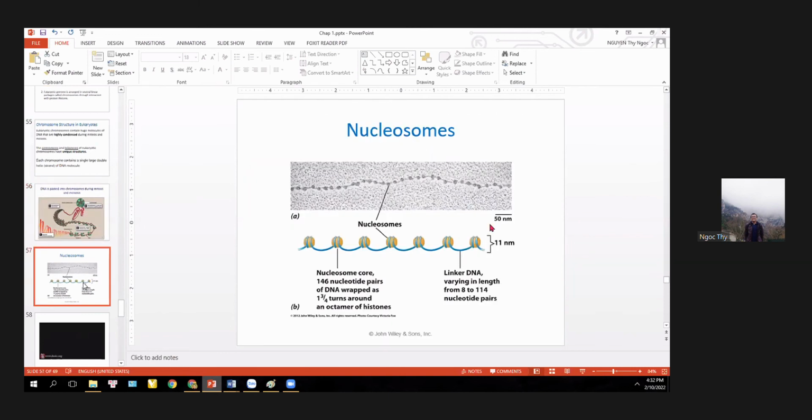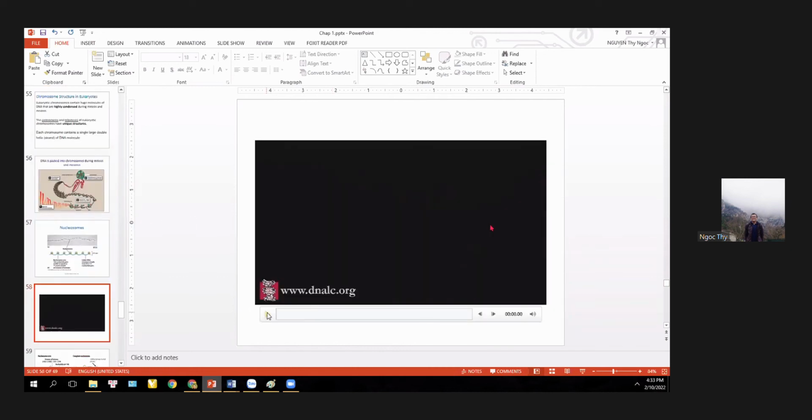And this is the image of the nucleosome structure. Each circle here is one octamer, with 8 subunits of histone, and the string here is the DNA fragment. It looks like a pearl necklace, a combination of histone and DNA.